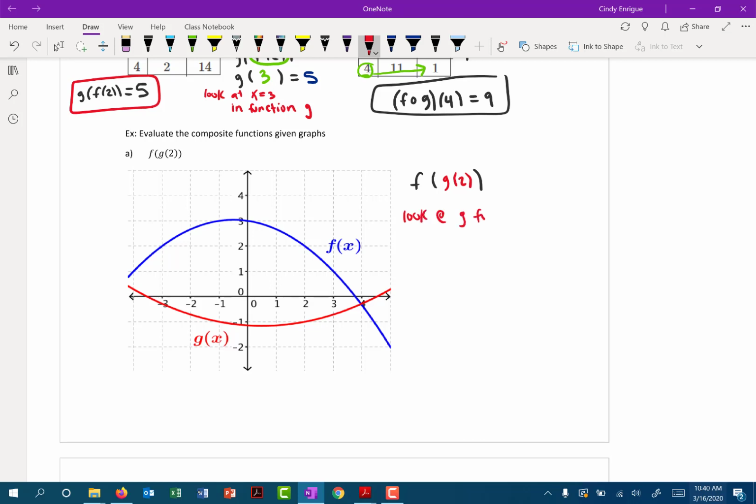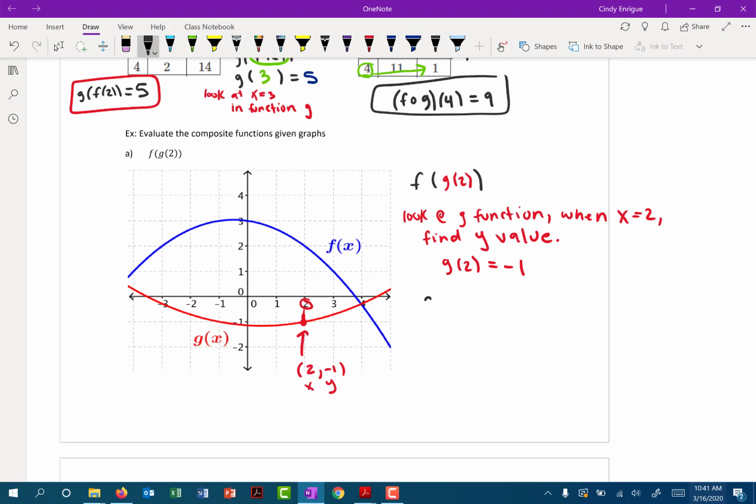So okay, look at the g function when x is equal to 2, find your y value. So okay, so g of 2, well here's my x value of 2, so that's right there. So that point is 2 comma negative 1. So I know when x is equal to 2 on that g function, that y value is a negative 1. So now I have f, and I figured out that inside is a negative 1.